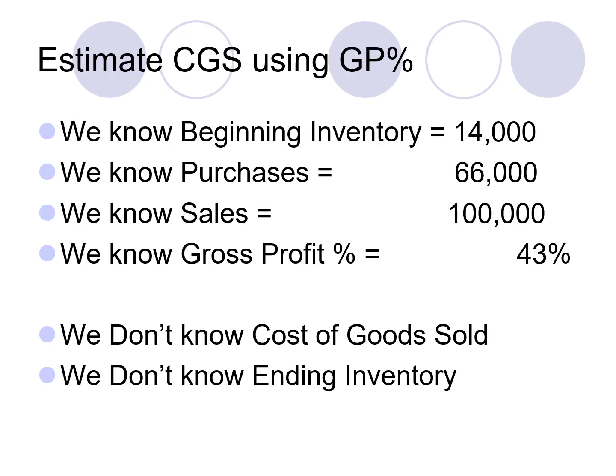In this slide, we can see the example and calculation of the gross profit method, or GP percentage method. For example, the beginning value of inventory is 14,000, and the value of purchases is 66,000. We know that sales are 1 lakh, and the gross profit percentage is 43%. We don't know the cost of goods sold, and we don't know the ending value.